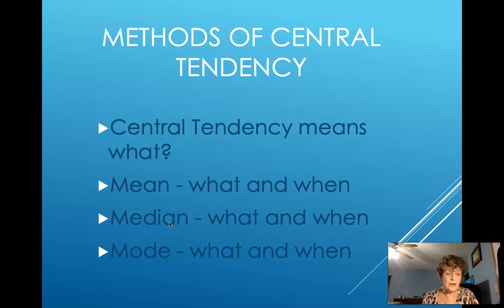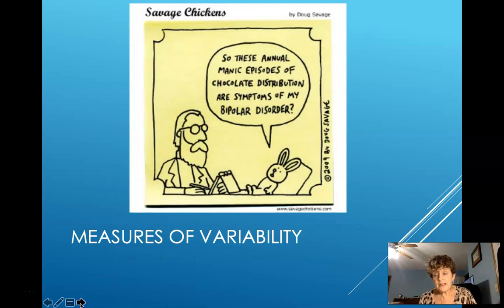You put them in order from smallest to largest. I guess you could do it the other way if you wanted to, and figure out the number in the middle. If it's an even set of data, you're going to have to take the two numbers, add them together, and get the arithmetic average for that. And then the mode is what occurs most frequently, and you use that for categorical data.